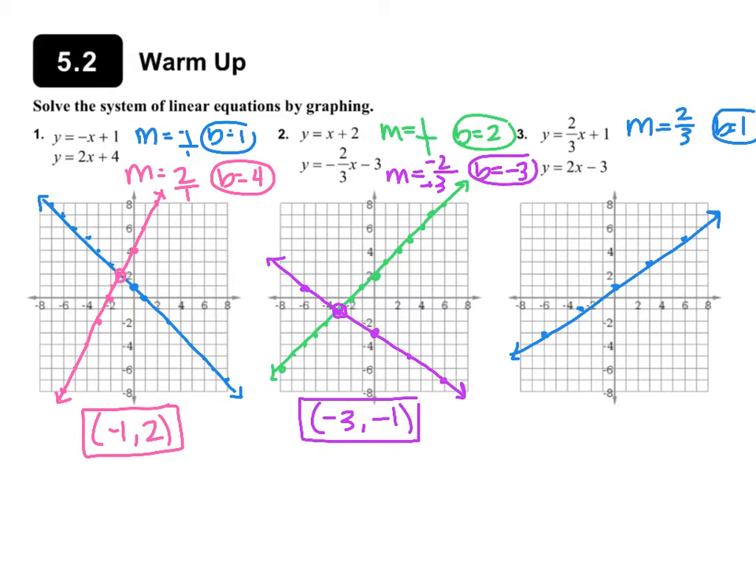And my second equation has a slope of 2. Since it's a whole number, I put it over 1. And a y-intercept of -3.